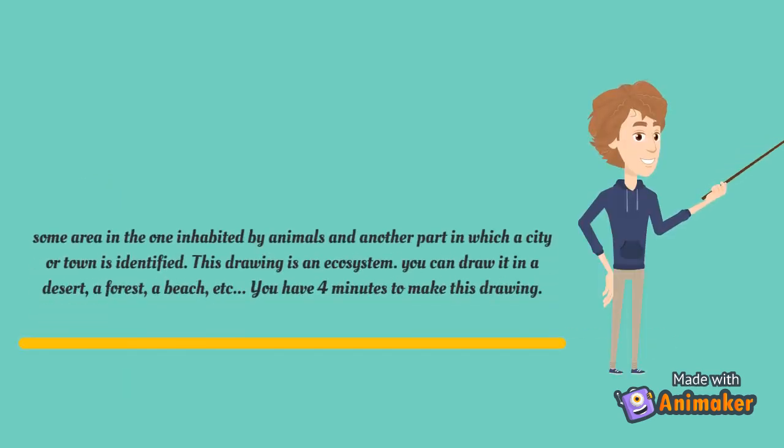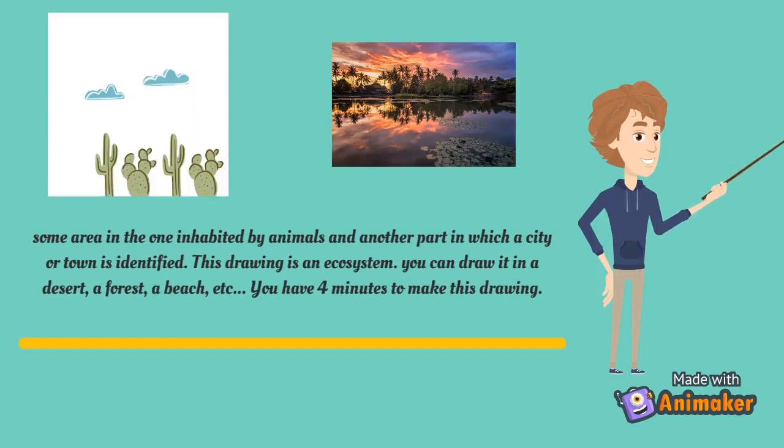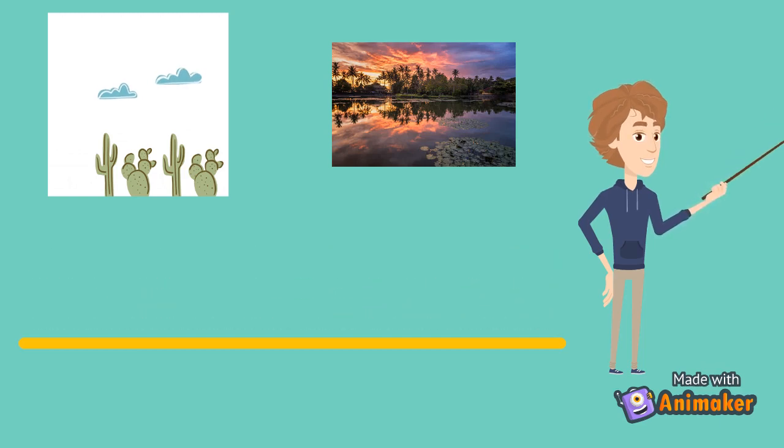Some area inhabited by animals and another part in which a city or town is indicated. This drawing is an ecosystem. You can draw a desert, a forest, a beach, etc. You have 4 minutes to make this drawing.